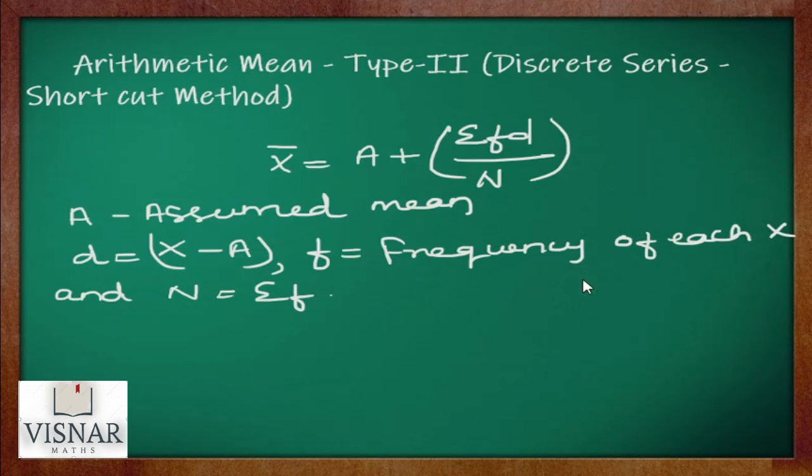F equal to the frequency of each x given in the question, and n equal to summation f, the total of all the values of f. Okay, so let me see one example.